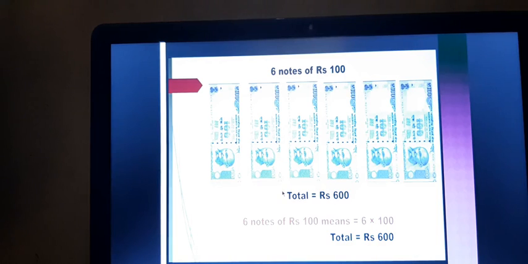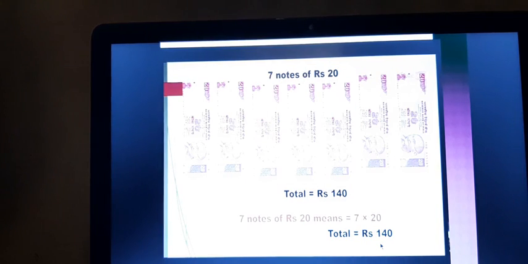1, 2, 3, 4, 5, 6 are there. So six notes of ₹100 means it is 6 into 100. So if you multiply 6 into 100, it is 600. Okay, like that only you can see. Seven notes of ₹20. So count that. How many? 1, 2, 3, 4, 5, 6, 7 are there. So seven notes are there.